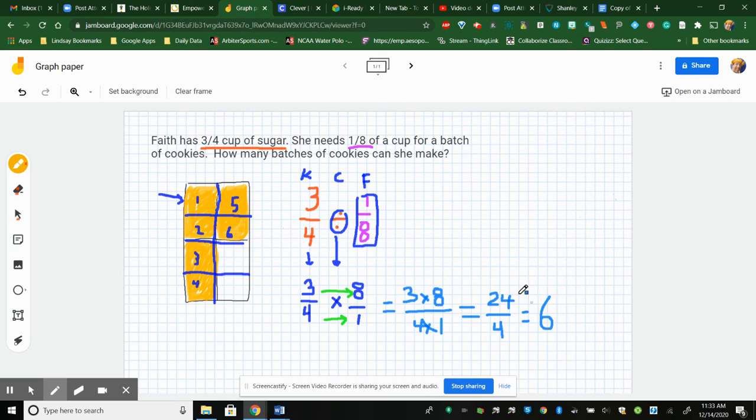So we make 6 batches of cookies. 1, 2, 3, 4, 5, 6 batches of cookies. All right, so hopefully that helps. Remember, we have to identify what the whole thing is that we're dividing. What is the whole thing that we're going to divide into different parts? Okay.